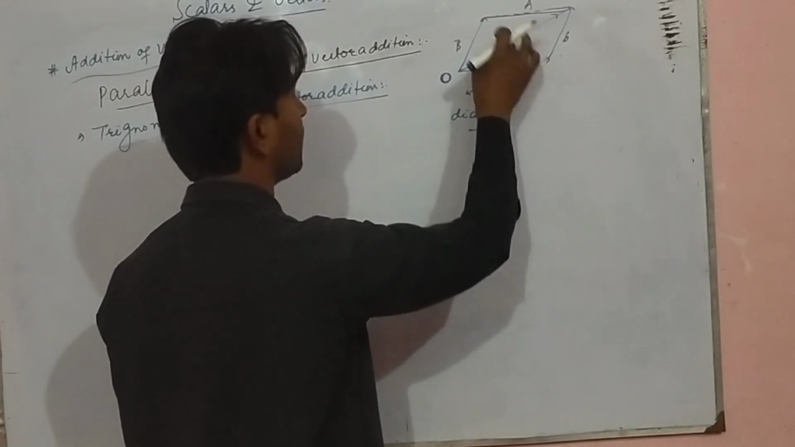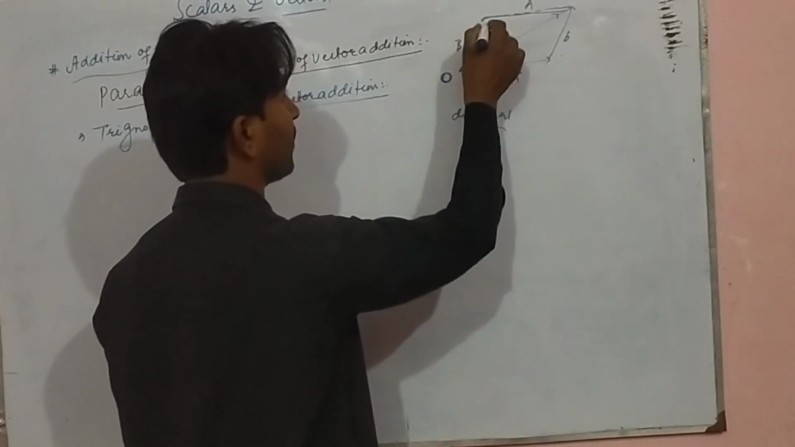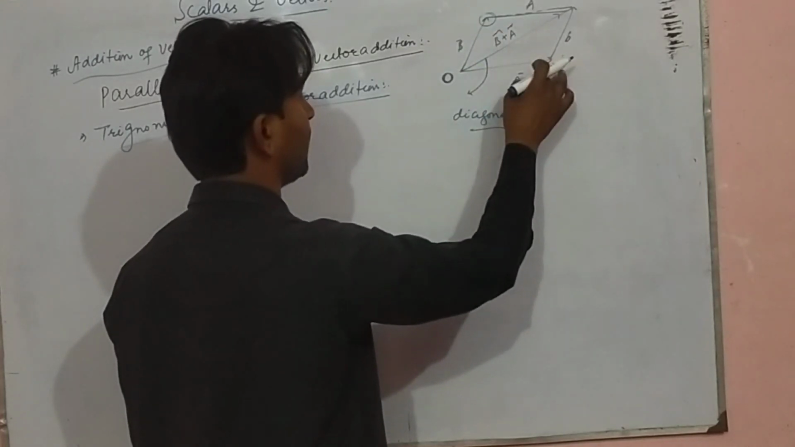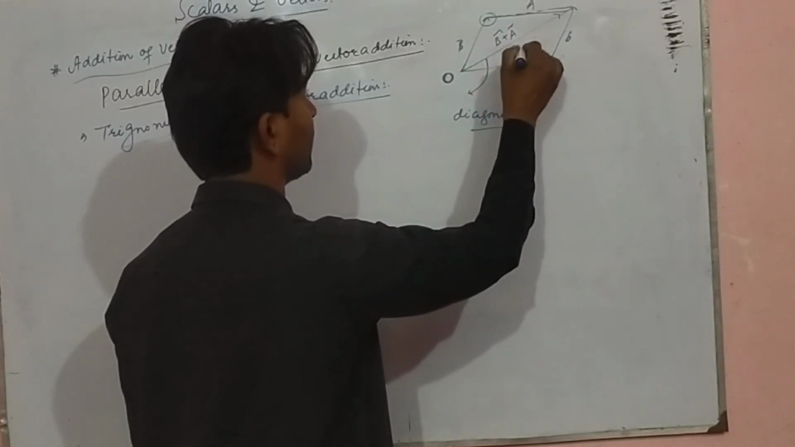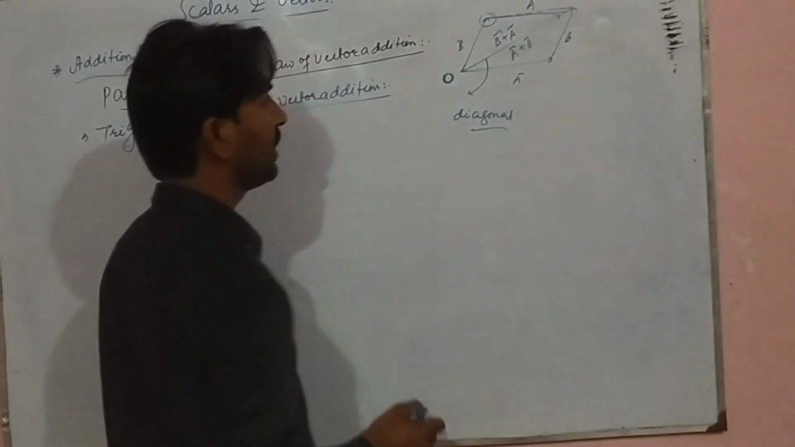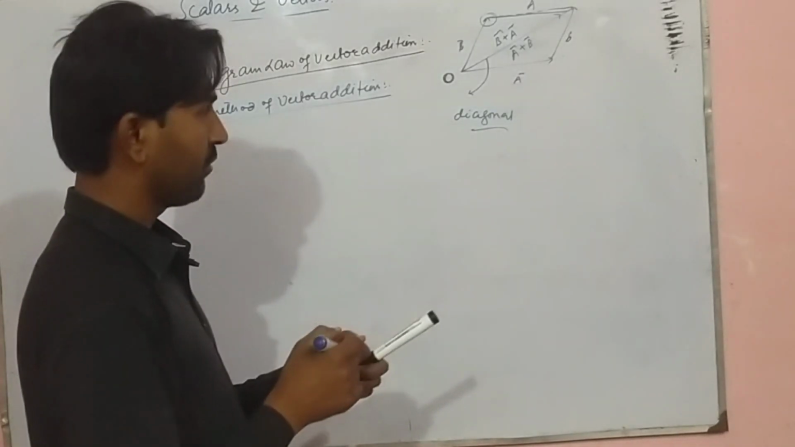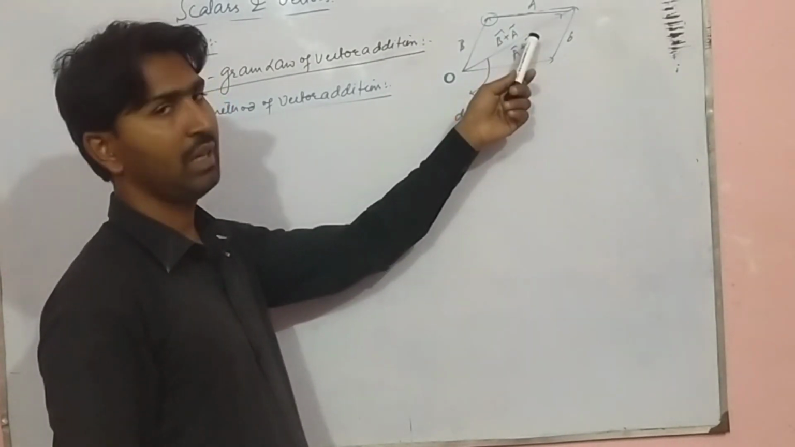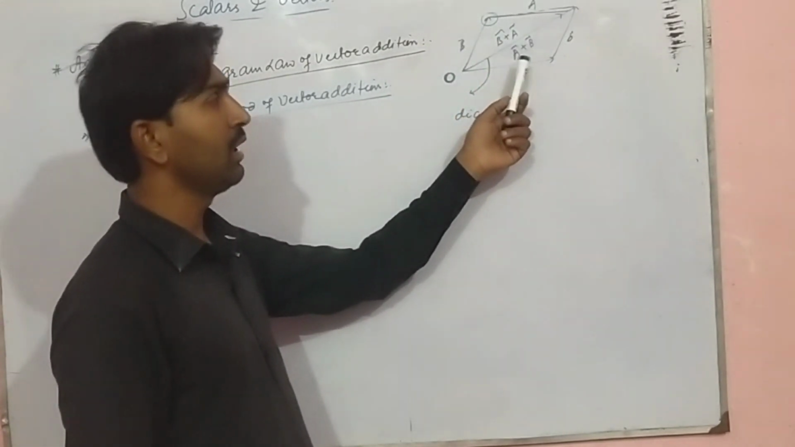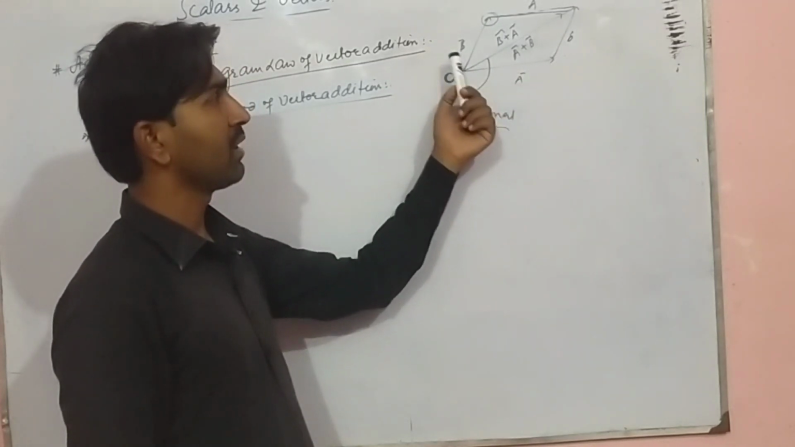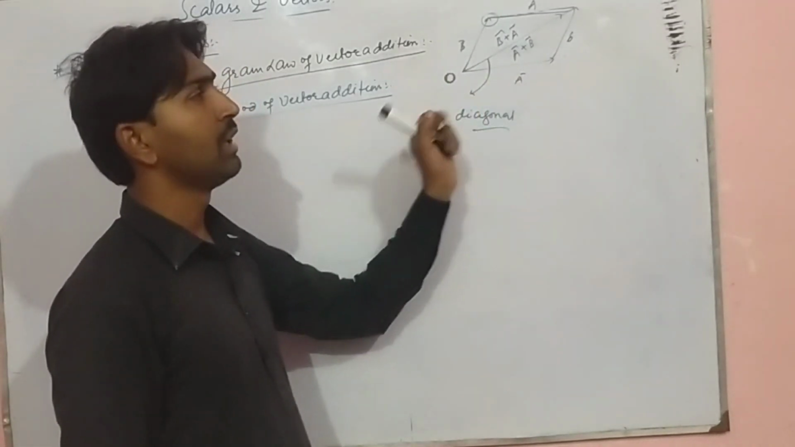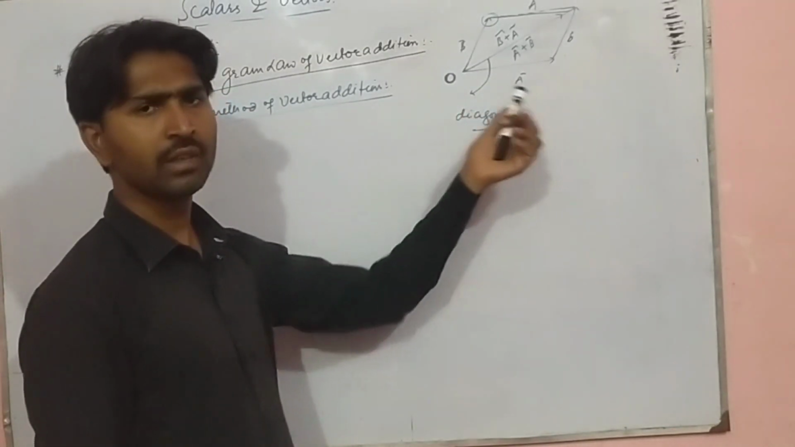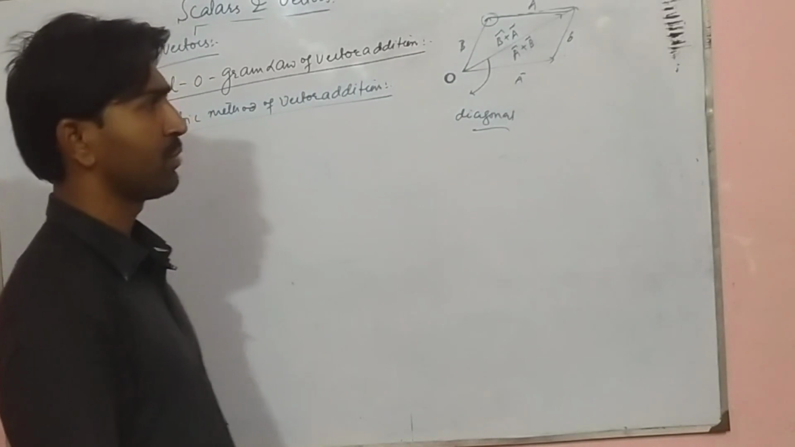So if we take the above triangle, this is the head to tail rule method: B plus A, and A plus B. It means that if we join B plus A, first the B then A, and here first A then B, the resultant will be the same. It means vector addition is a commutative property. So it proves that vector addition is a commutative property. Okay.